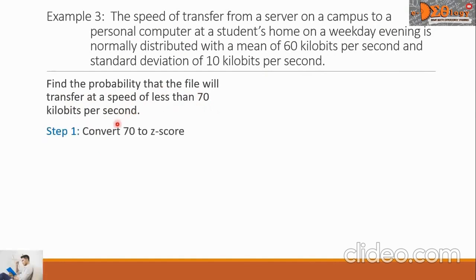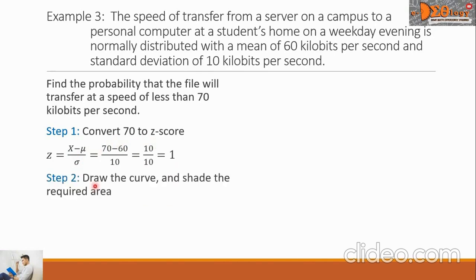For step 1, we're going to convert this 70 to Z score. We use the formula Z equals capital X, that is the value 70, minus mu, which is the mean, over sigma, and this is the standard deviation. Substituting the corresponding values, we have 70 minus 60 all over 10. 70 minus 60 is 10, and we divide this by 10, z equals 1.